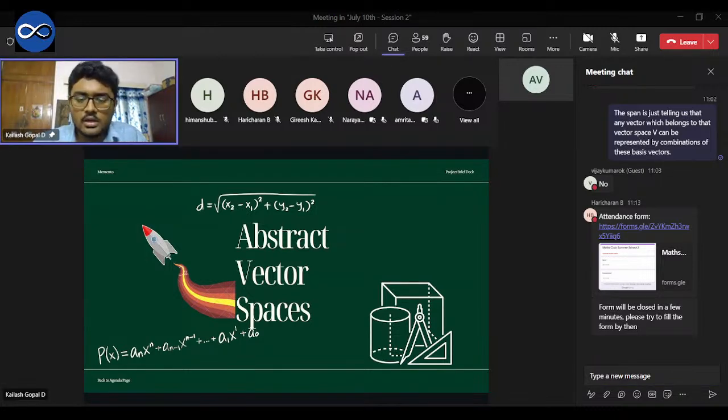So now we are going to talk about abstract vector spaces. Till now we've been talking about vector spaces in a particular format. We had a particular kind of image for it, and we've always thought of a vector as some arrow from one point to another. That is probably a very good way to think about vectors, but arrows are not the only kind of vectors, you know. There are other kinds of vectors too.